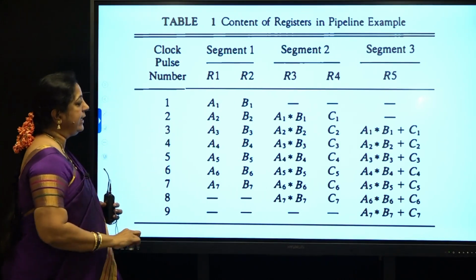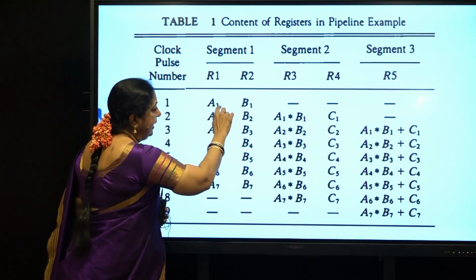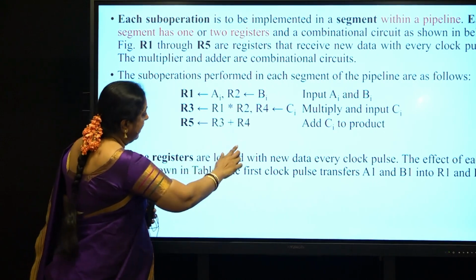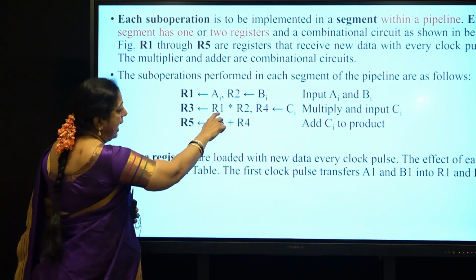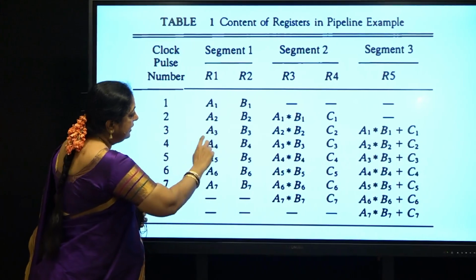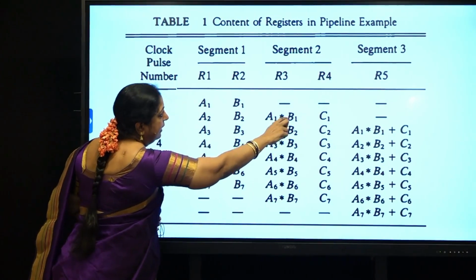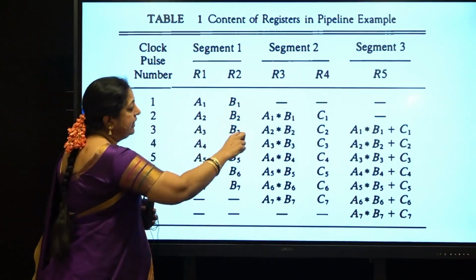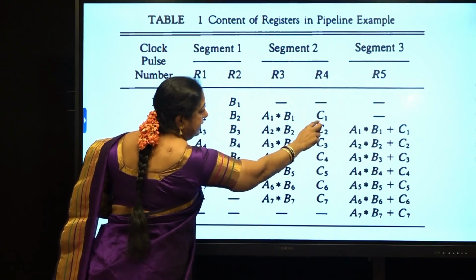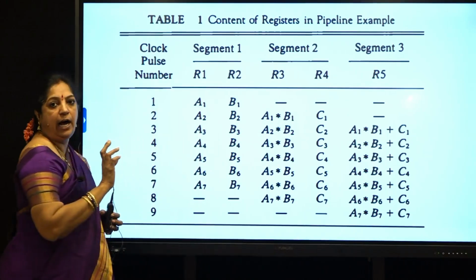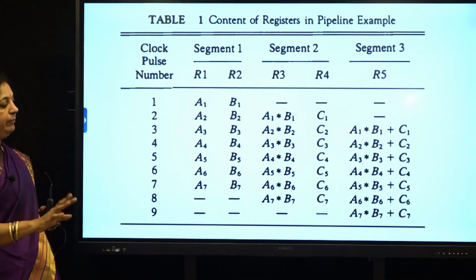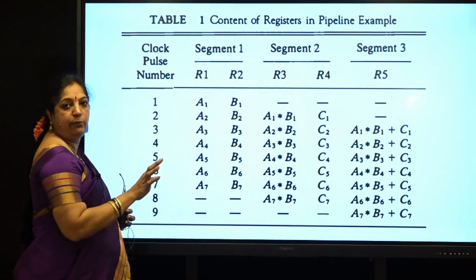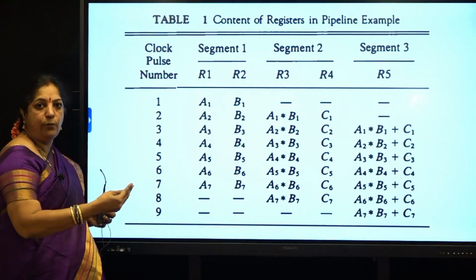Segment 2, if you are taking it, we already have A1 and B1 in R1 and R2. So what is segment 2? R1 into R2, that is A1 into B1, segment 2 can be executed. Along with that, the content of C1 is stored in R4. That is also executed, and once it is executed, that means R1 and R2 are free. Now we can load new values.